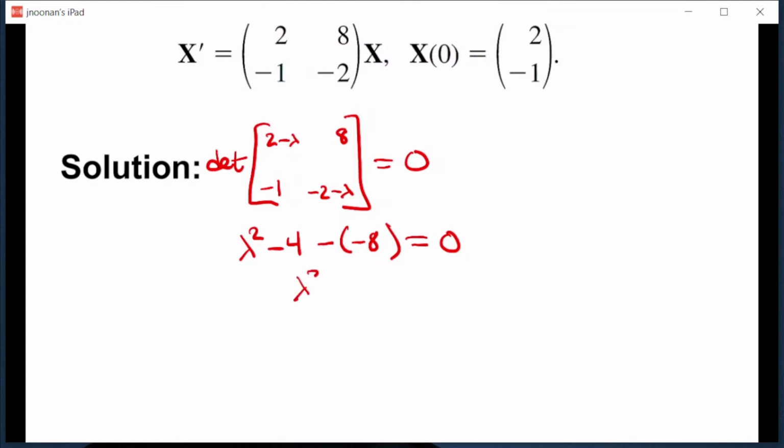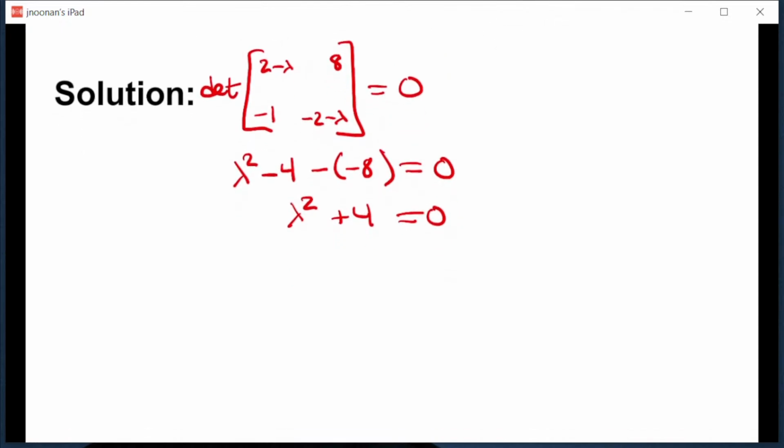So then we get lambda squared plus 4 equals 0. All is well so far, right? We're all happy. And then we have to actually compute the eigenvalues. Jason, what do you get for the actual eigenvalues? 2i? Is that the only one?